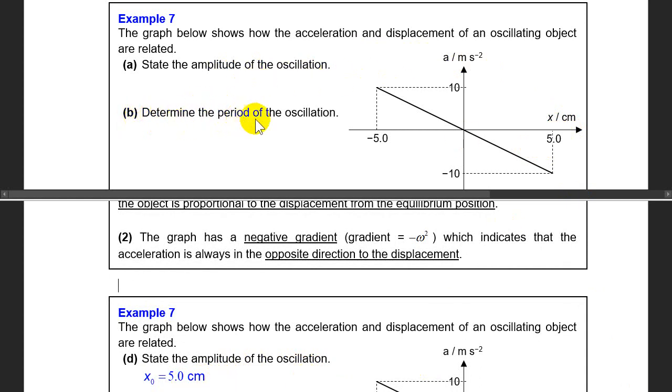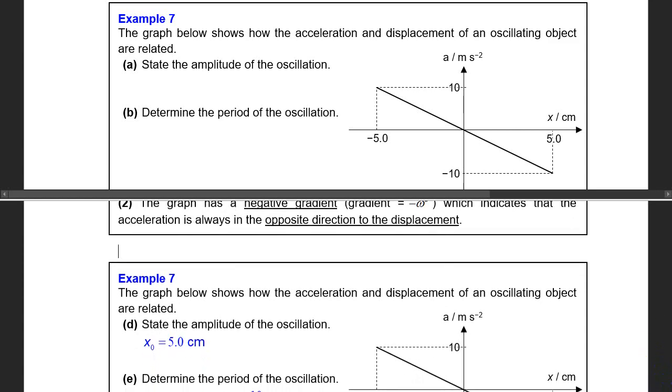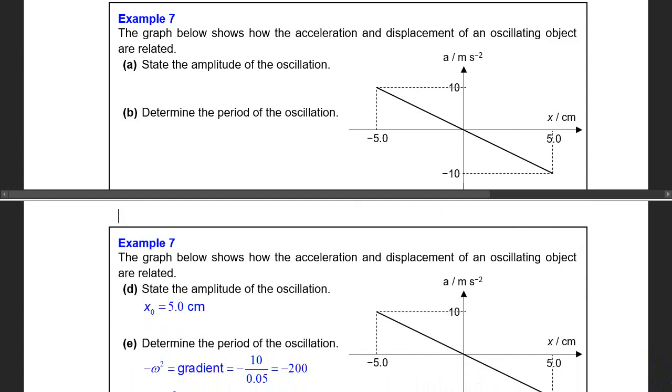Part B, determine the period of the oscillation. There's something you need to know about this graph, a against x. We know that the gradient of this graph is going to be negative omega squared. So what we do is work out the gradient of this graph and equate it to negative omega squared. So negative omega squared is the gradient.